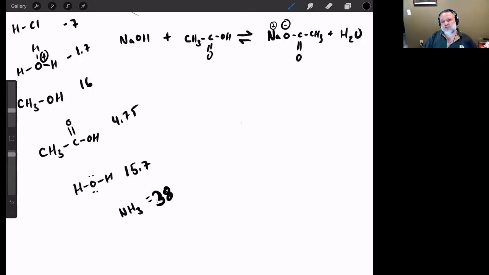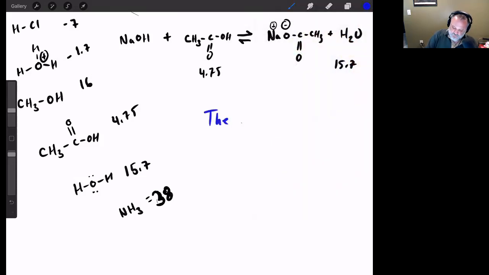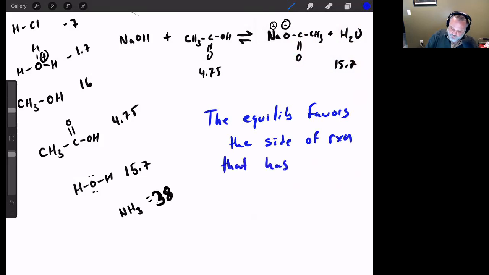Another way to look at it is to take a look at the relative pKa's: the pKa was about 4.75 for this thing, and the pKa of water is 15.7. And so this is what we say: in general, the equilibrium favors the side of the reaction that has the weakest acid.